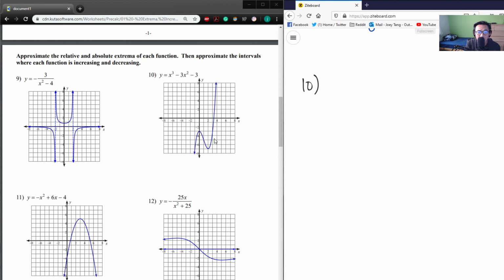So I have here again, we have a cubic function, right? We have x cubed minus 3x squared minus 3, right? So let's do our relative maximums and relative minimums first.